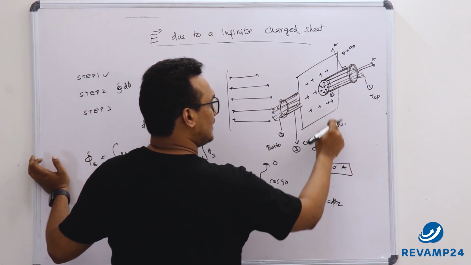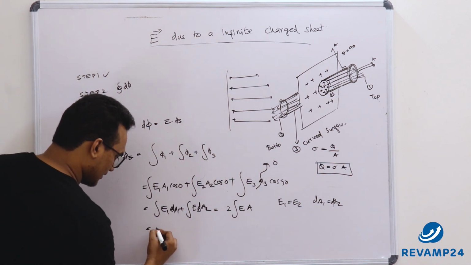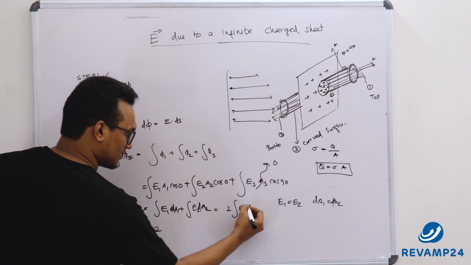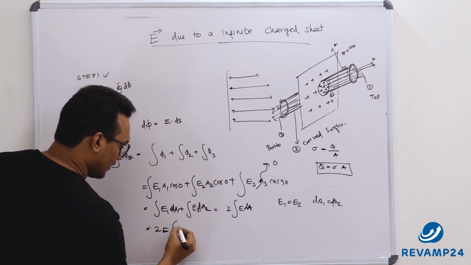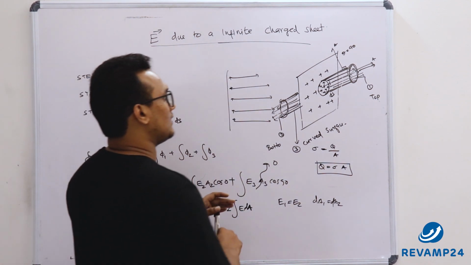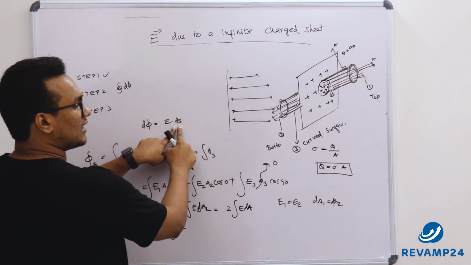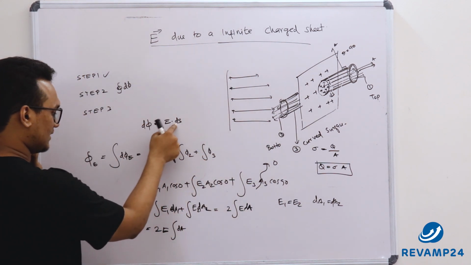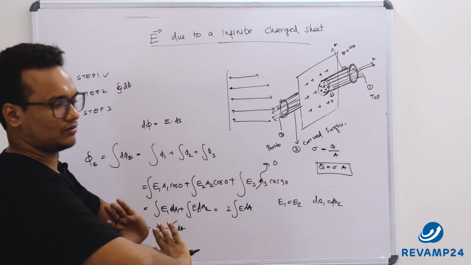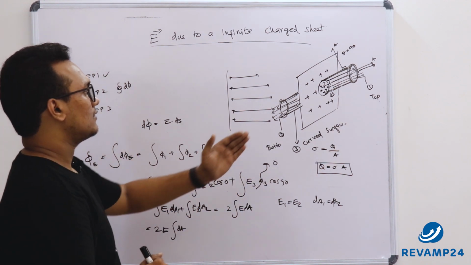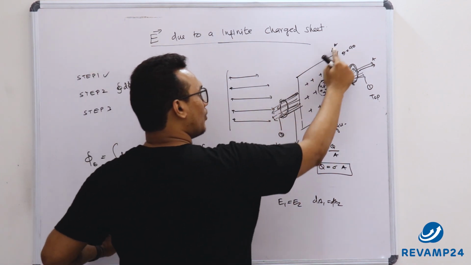Why am I mentioning dA1 and dA2? Because I have considered only a small area here. So this is nothing but 2 into E, since the electric field is constant here, I can take it outside. Now integral dA means I have to consider the whole area, so this is integral dS. Either you can mention it as dS or dA, it's the same thing. Somewhere I have changed dA, but there's no difference. When we are integrating, the whole area will come into the picture.